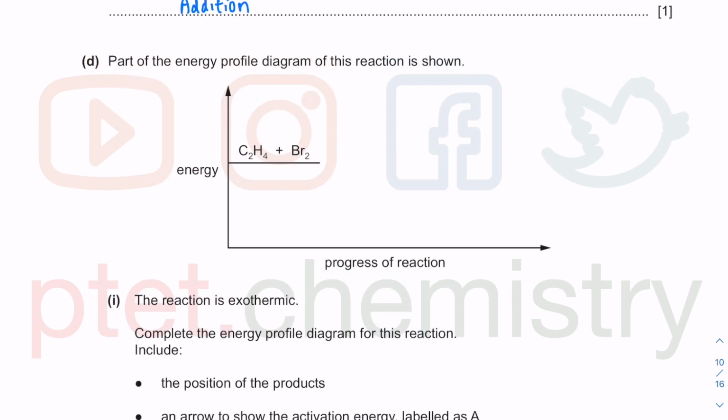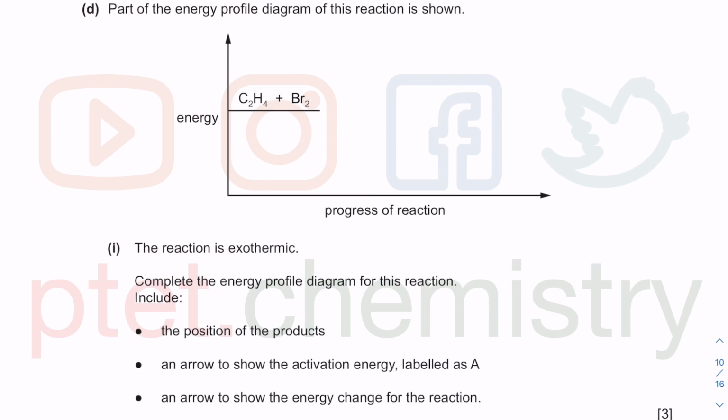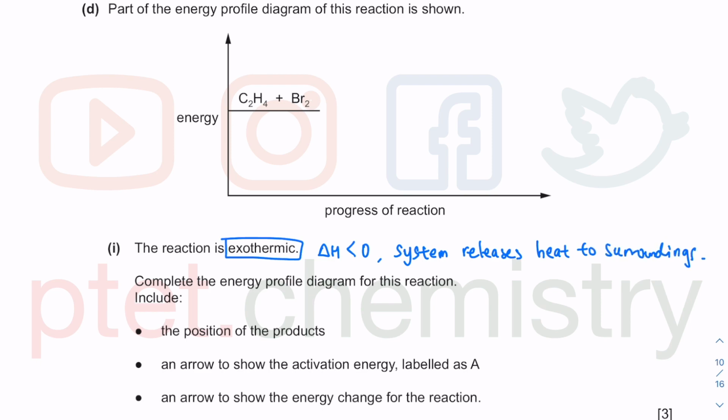Part of the energy profile diagram is as shown. So this reaction is exothermic. So that means the delta H is less than 0. So that means the system releases heat to the surroundings. The energy profile diagram belongs to the system. So what I'm trying to say is, if these are the reactants going from left to right, going from starting reactant to the product, you are going to end up with less energy for the product.